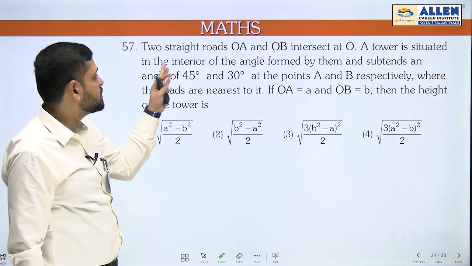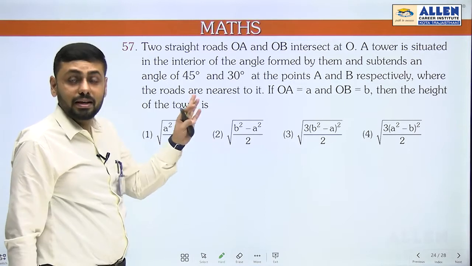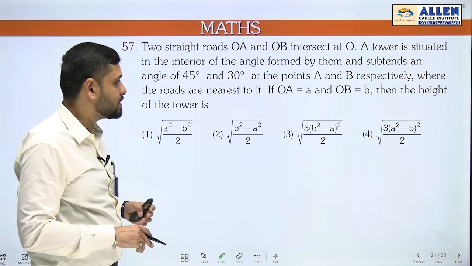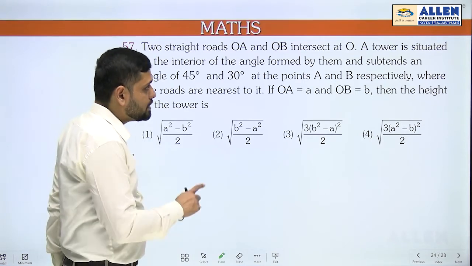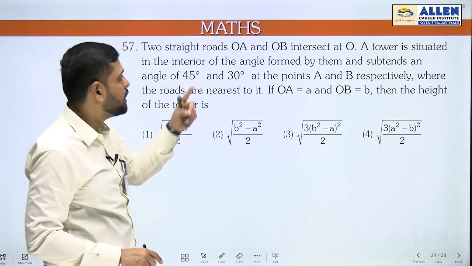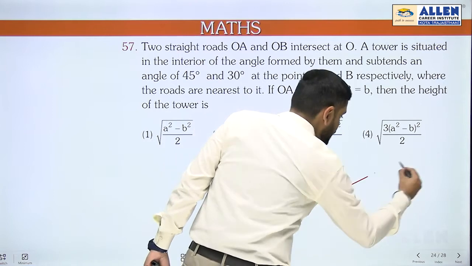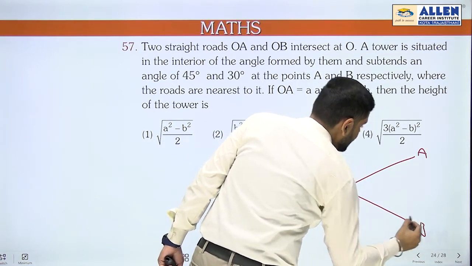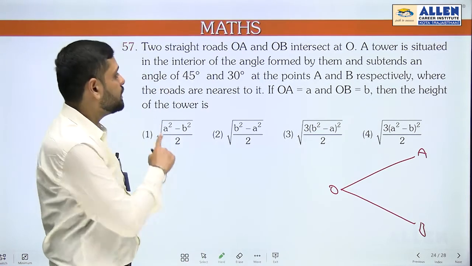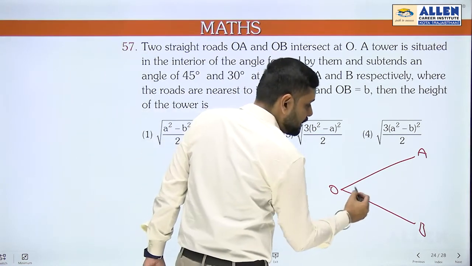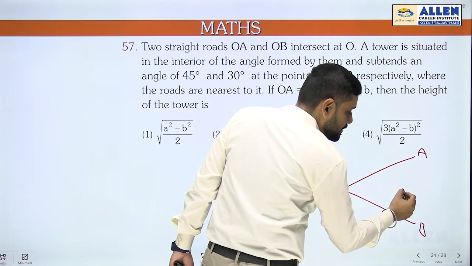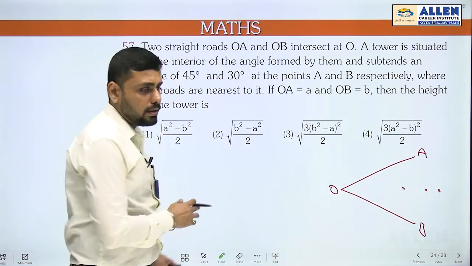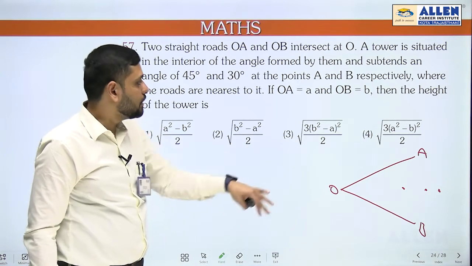Next question is two straight roads. Now this question is again given as bonus. Why? Because here there are two things you need to understand. What is given in the question is that two straight roads OA and OB intersect at O. A tower is situated in the interior of the angle. Means in this interior part the tower is situated, either here or here or here, at any part inside this angle, right?